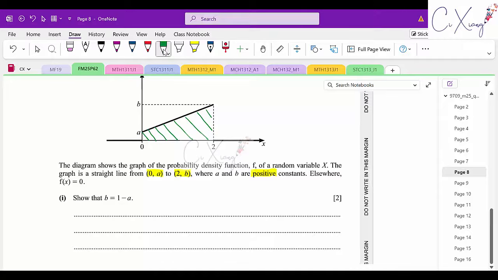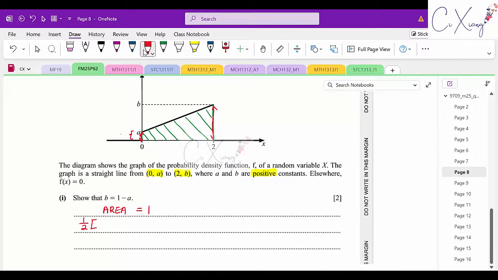For this one, it is quite obvious that you have a trapezium. We need to know that the area under the graph is always equal to 1. So what is the area of the trapezium? It is half the summation of the parallel lines. What are the parallel lines here? You have this one and also this one.